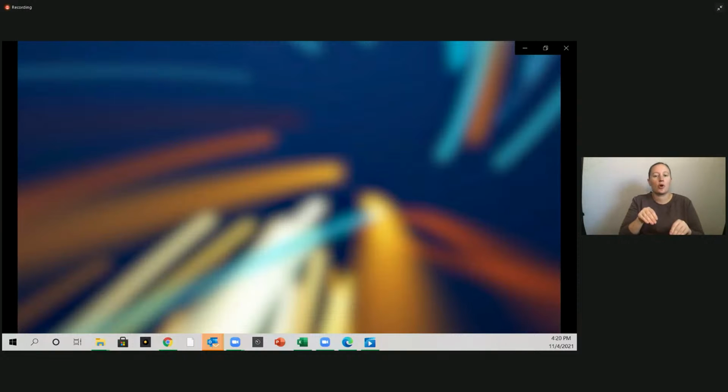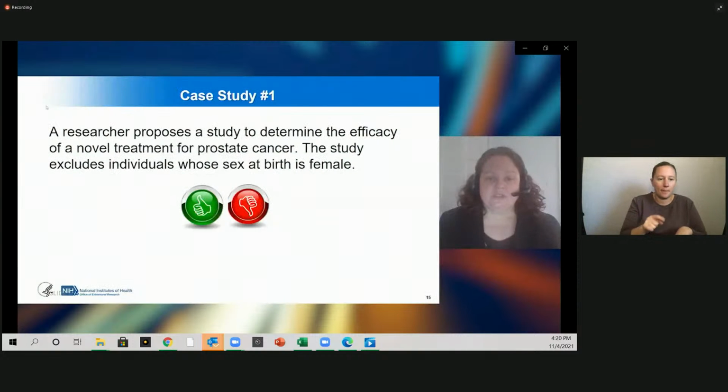So the first case study. A researcher proposes a study to determine the efficacy of a novel treatment for prostate cancer. The study excludes individuals whose sex at birth is female. What do we think of this plan? Thumbs up or thumbs down? I'll give you a minute to answer.